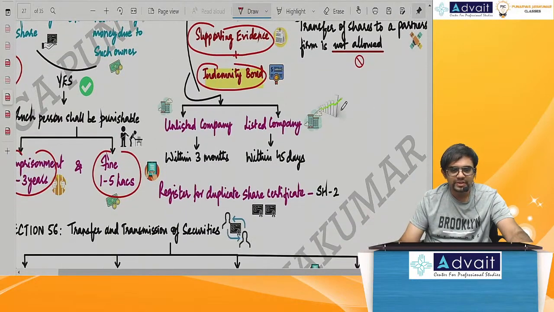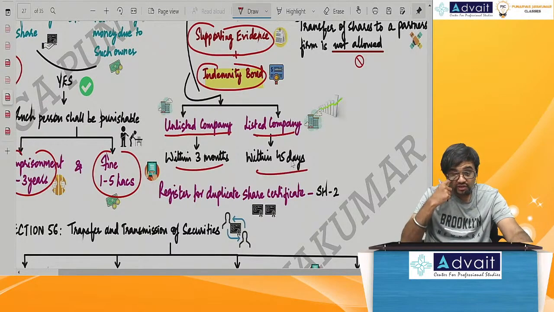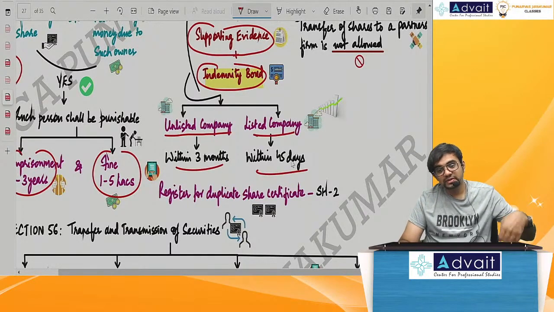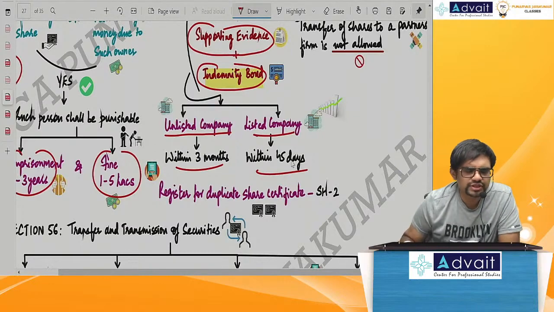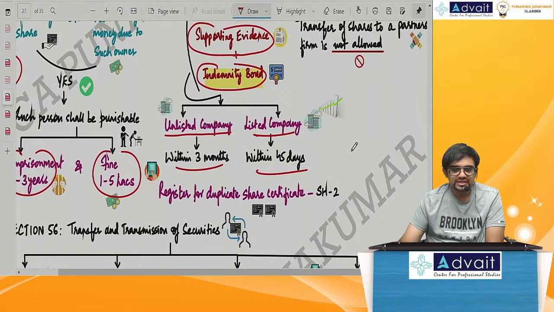Indemnity bond has to be given. So it is for what? Unlisted company, it is to be done within 3 months. For listed company, it should be done within 45 days. Unlisted company within 3 months, listed company within 45 days.